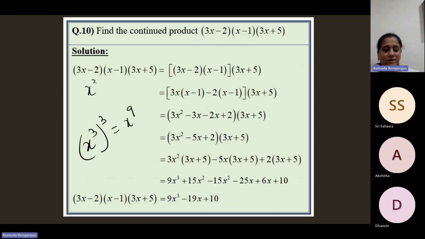You'll have to multiply the powers, x to the power 9. But what is x cubed into x cubed? 3 plus 3, 6, x to the power 6. But what is x cubed plus x cubed? x cubed will come as it is when you're adding or subtracting. 1 plus 1, 2. So keep all this in mind when you work.